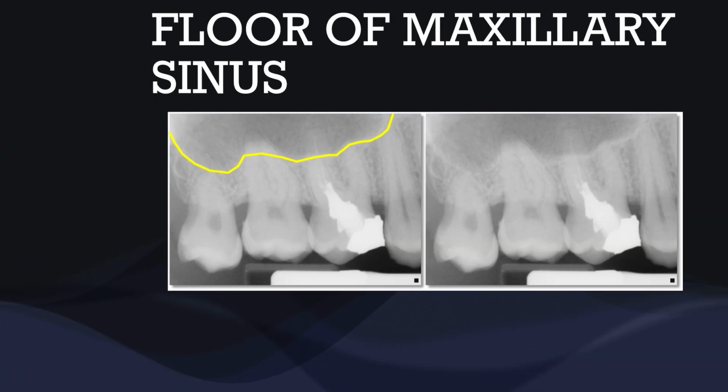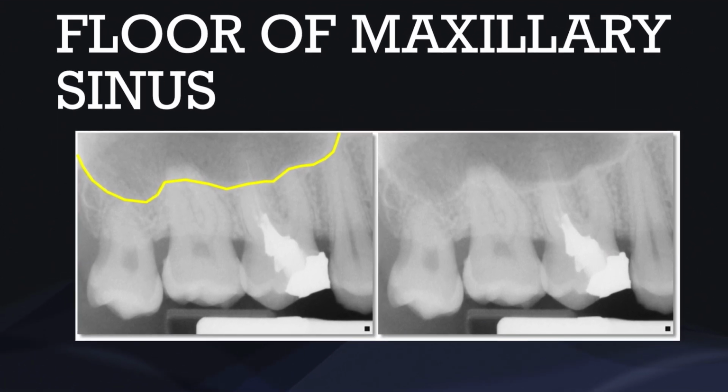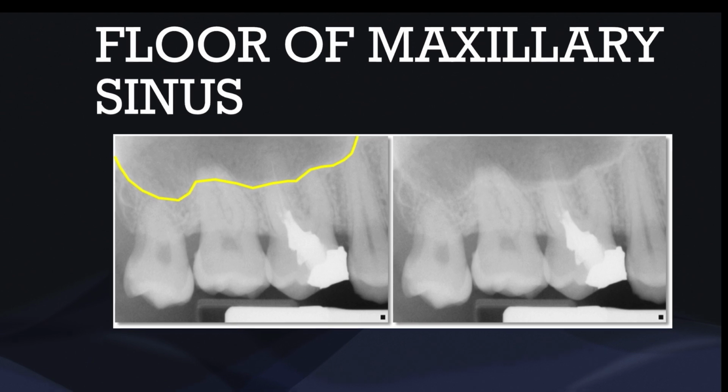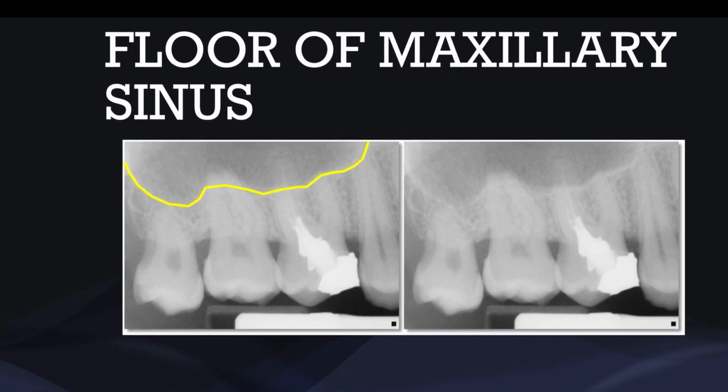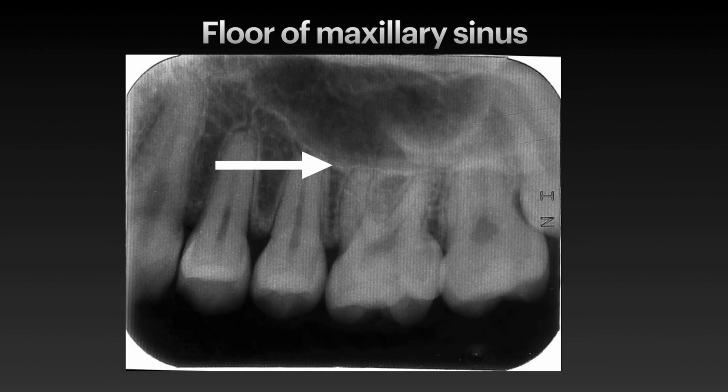Floor of the maxillary sinus. A thin layer of cortical bone that appears as a thin radio-opaque line. It extends from the distal aspect of the canine to the posterior wall of the maxilla above the tuberosity. Premolar. The floor of the maxillary sinus. It is a radio-opaque line near the apex of the maxillary premolars.